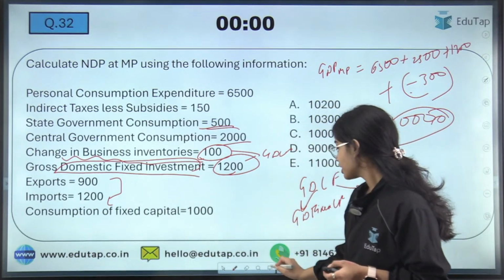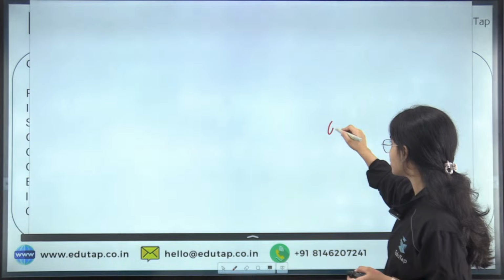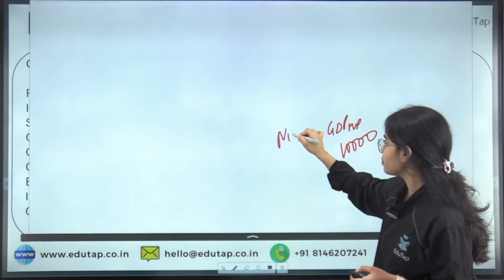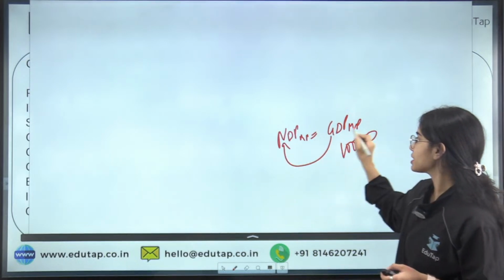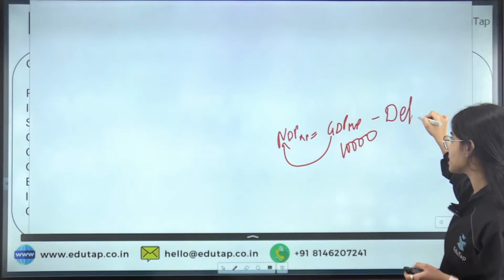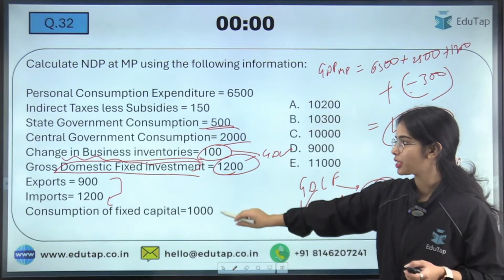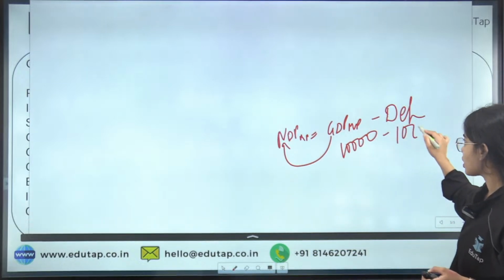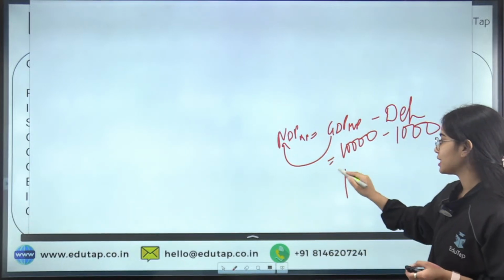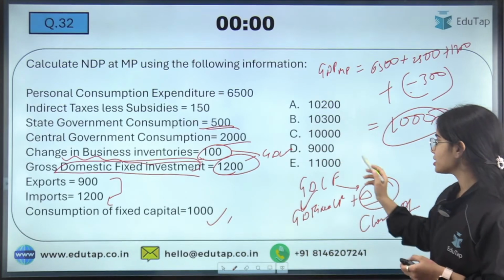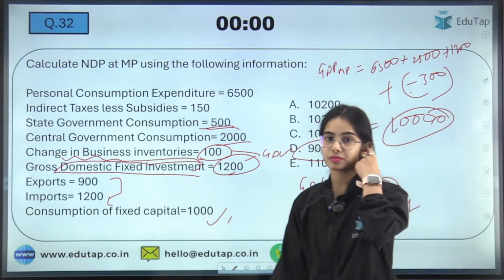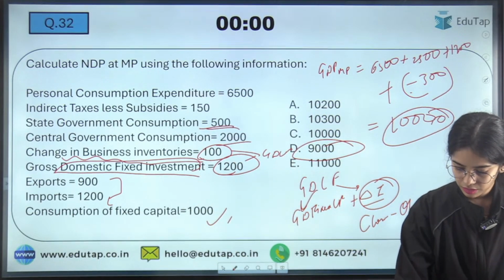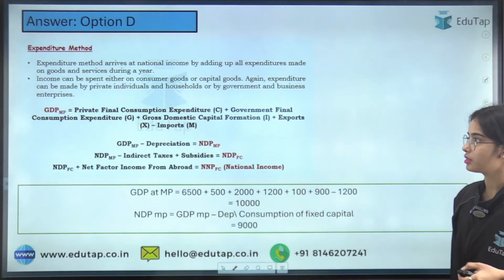So if we have the GDP at MP at 10,000 and we have to calculate the NDP at MP, that means from gross to net, you deduct depreciation. Depreciation is your consumption of fixed capital, that is 1000. So deduct the depreciation, that is 1000. So the NDP at MP will be 9000. Okay, so the answer here is 9000. Any confusion, anyone? Got it? Clear? Here the answer is 9000.